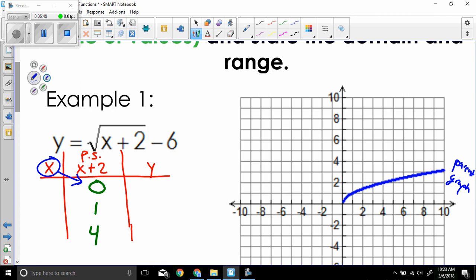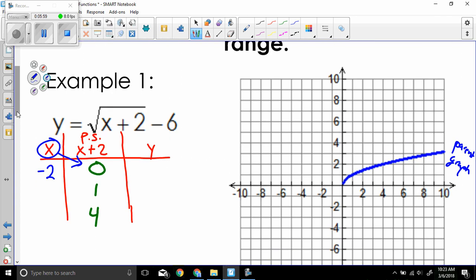So let's start with 0. What would I have to plug in for X so that when I put it into X plus 2, I get 0? Well, that would be negative 2. What would I have to plug in to X so that when I plug it into X plus 2, I get 1? Well, that would be negative 1. What would I have to plug in for X so that when I add 2, I get 4? Well, that would be 2. This would be a great time, if you did not understand what I just said, to pause the video, go back, and see what I did again.